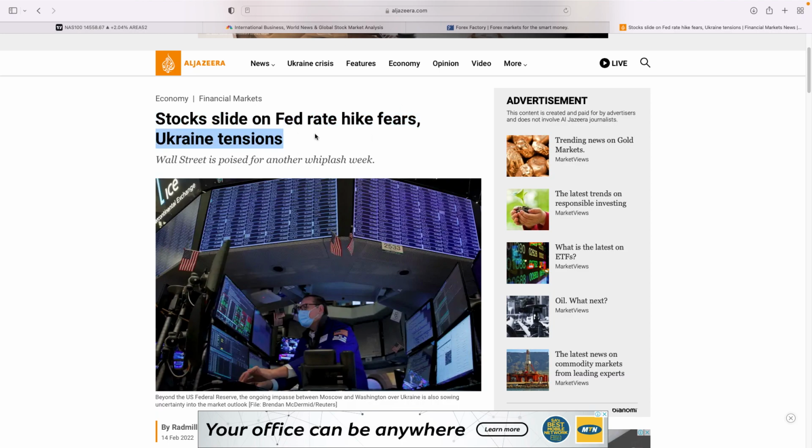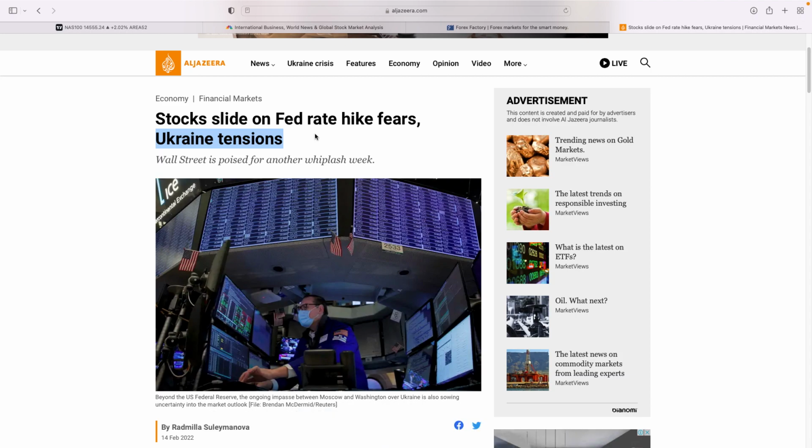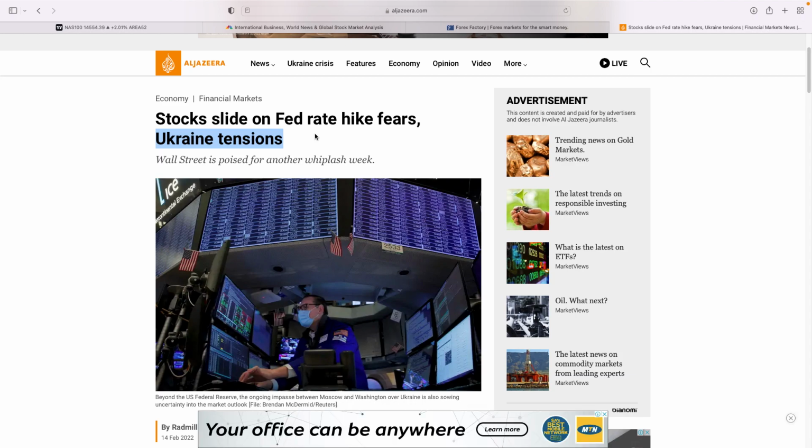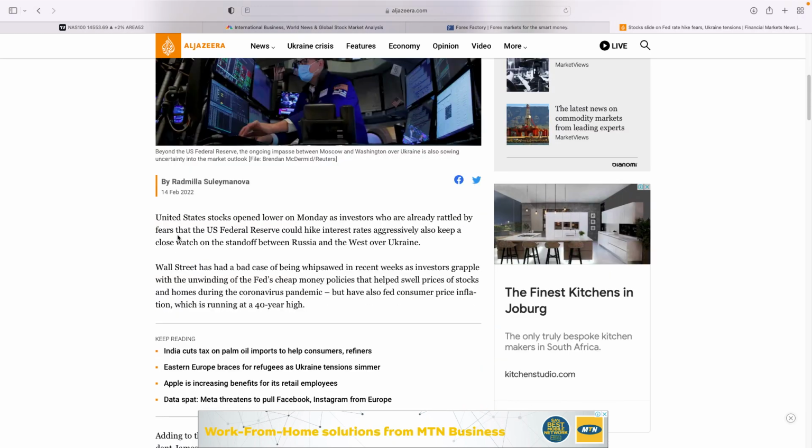Yes, this is good for energy resources like US oil, because Russia holds between 12 and 14% of the world's oil reserves, and that's why the knock-on effect on oil was that much, as opposed to the way we saw the stocks slide there as well. The article further reads here, United States stocks opened low on Monday as investors were already rattled by the fears that the Federal Reserve could hike interest rates aggressively.